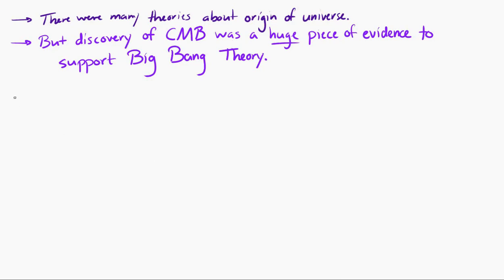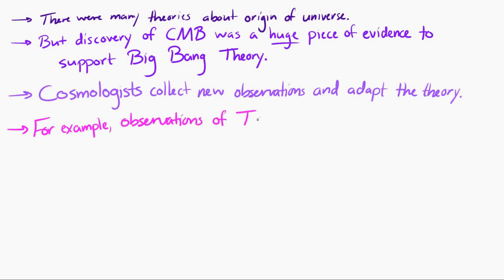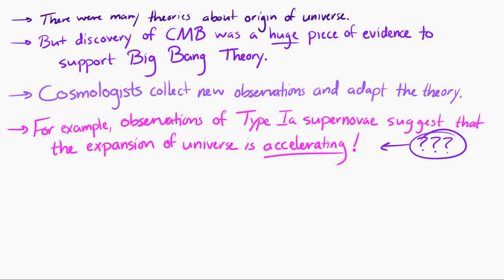Cosmologists, of course, are always gaining new observations and adapting the theory, and one adaptation that they've had to make is based on observations of a type of supernova called Type 1a supernova. When they look at Type 1a supernova, it turns out that it seems like the universe is not only expanding, its expansion is accelerating. The reason for this acceleration in the expansion has not been explained. That's still an active area of research in cosmology.